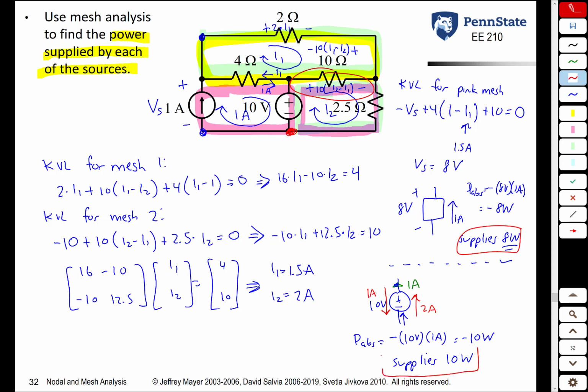So those are our final answers. If you compare it to nodal analysis, we got the same answer using a completely different approach. So this ends this lecture. Next class, we will continue with mesh analysis. We'll look at more complicated circuits, and then we'll finish up by comparing mesh analysis and nodal analysis and see which one is easier in which situation.